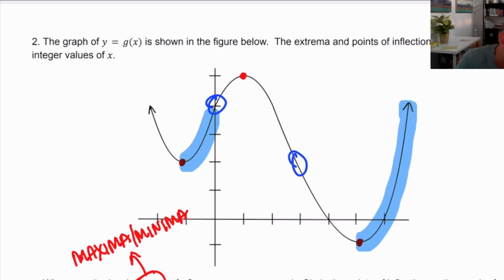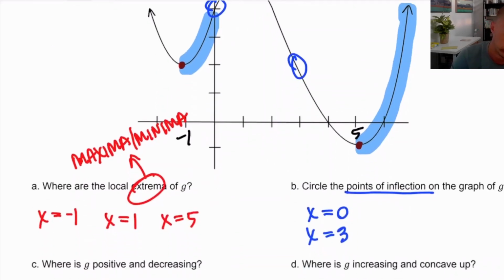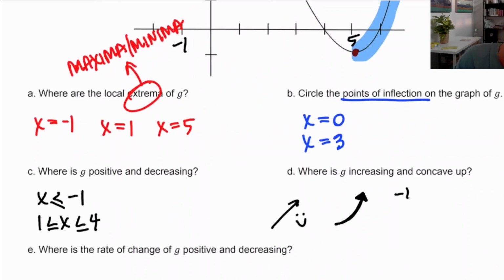All right, so that's going to be from, should just label these each time, -1 to 0 and 1, 2, 3, 4, 5 to infinity. -1 to 0 and 5 to infinity.